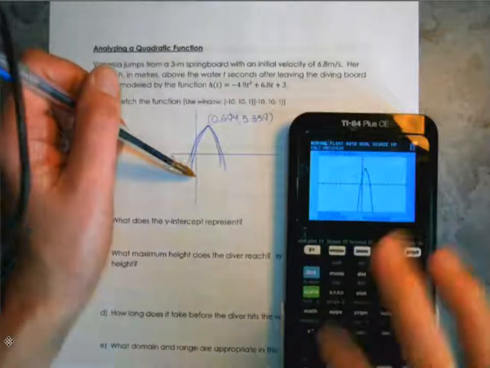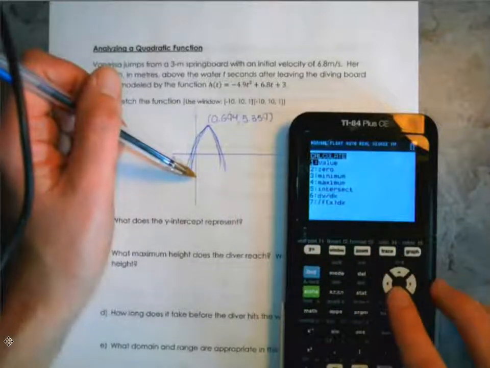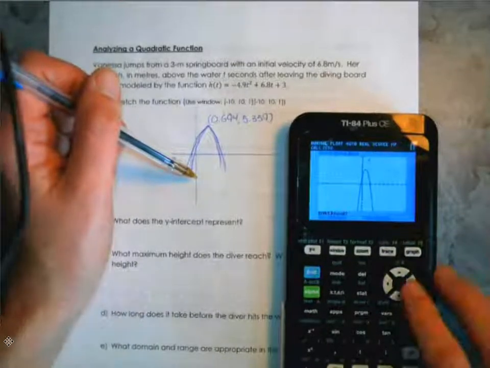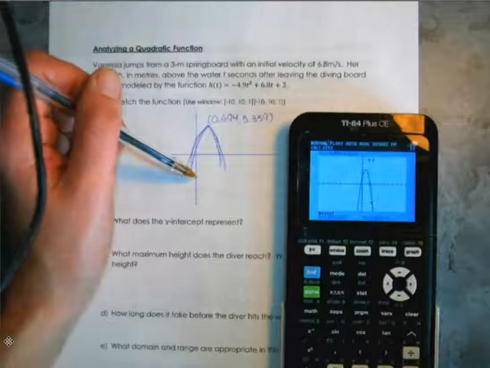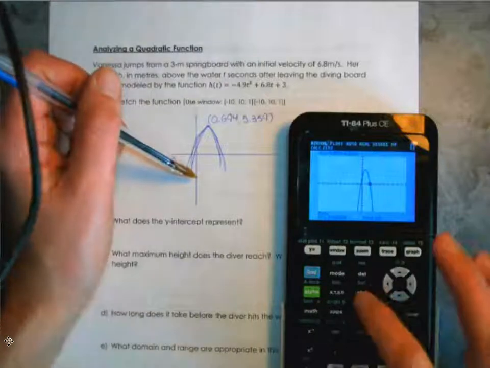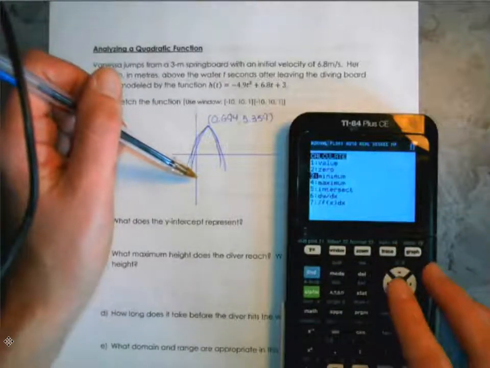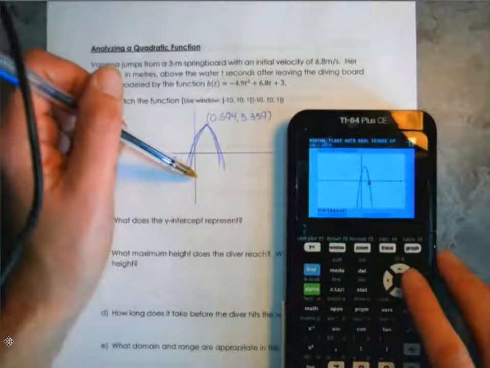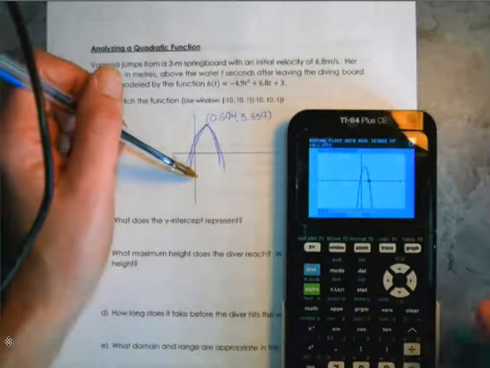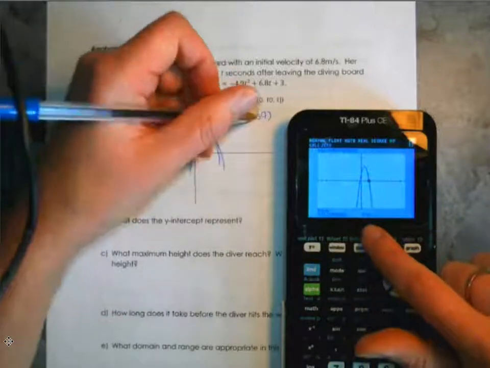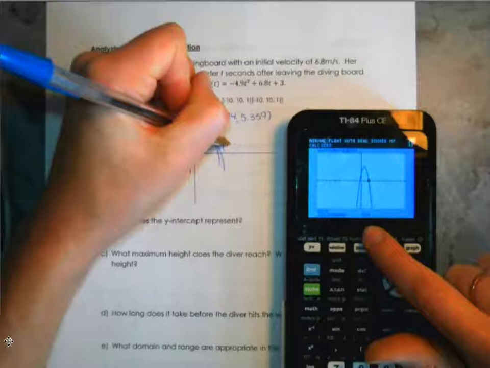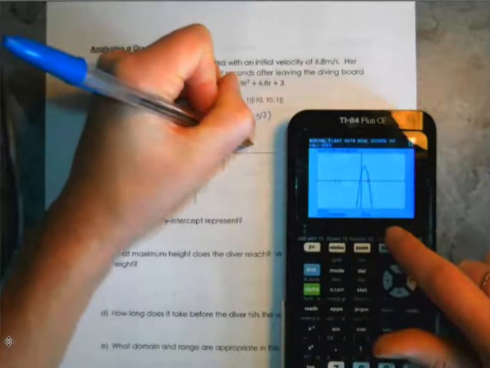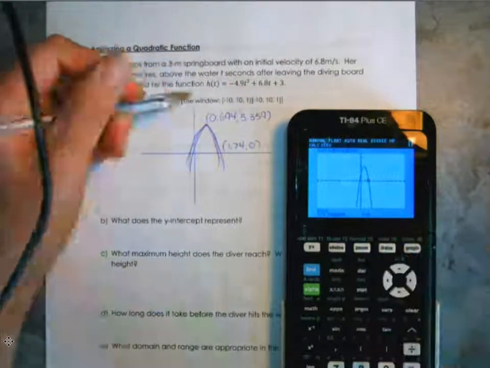Okay, so let's go second function trace. We want to find zeros. So left bound, right bound. Oh, and it's doing that thing again. Let's try that again. 0, left bound. Maybe just make sure you're a little bit further away so that it really knows what you're talking about. So here we can see that we have x is equal to 1.74, let's say, when y is equal to 0.